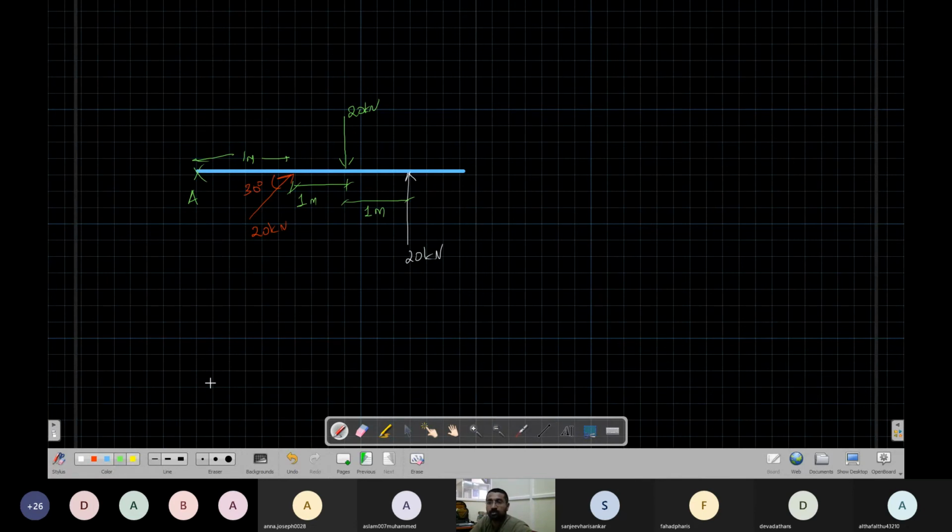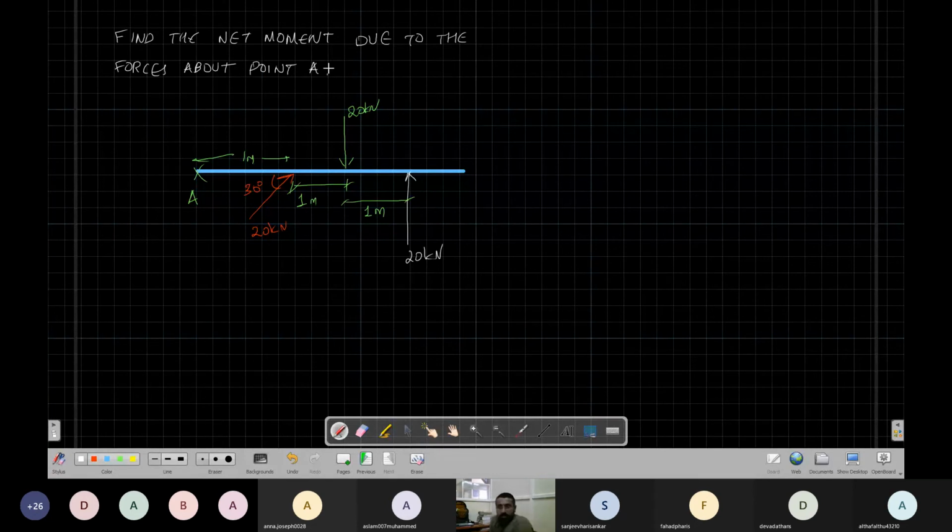Okay. The question is: find the net moment due to these forces about point A. So try this. I think you want to solve it. How do you solve this? Find the moment due to these forces about point A.